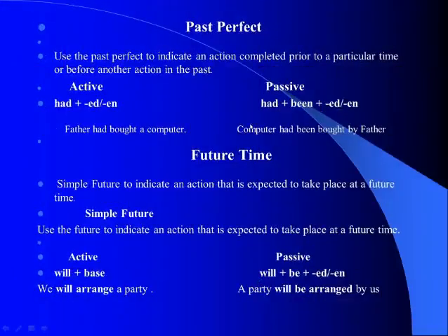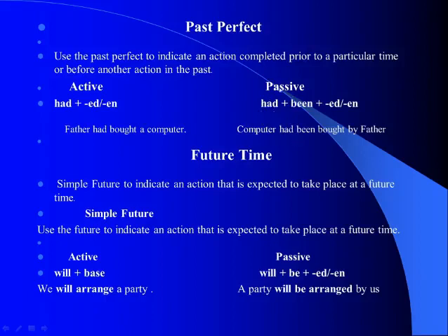Past perfect. Past perfect form is had plus ed. Father had bought a computer. Computer had been bought by father. Here also you see, if the example is like this, father had bought computers, then what will be here? Computers had been bought by father. There is no change, because in active voice and passive voice the had doesn't have any difference.